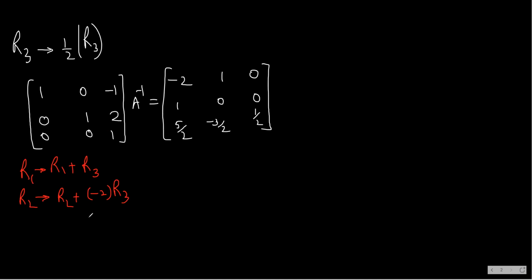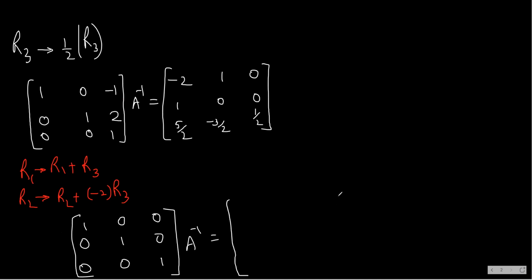So what will happen? This will become, see, this will become here 0 0 1, 0 1 0 and 1 0 0. This will become identity matrix. Here you have A inverse, and check this out. Here what will happen? R3 will not change. 5 by 2 minus 3 by 2, 1 by 2. See, R1. How is R1 changing? R1 plus R3. Just add. Minus 2 plus 5 by 2 is 1 by 2.